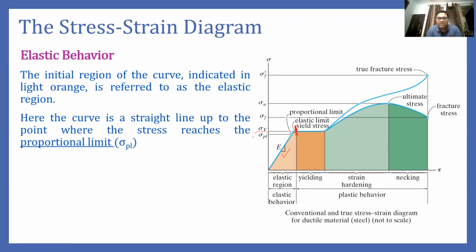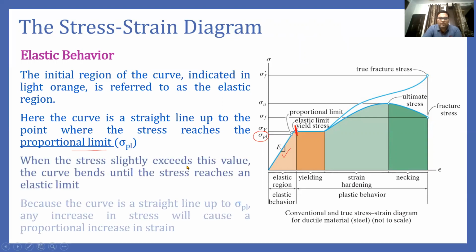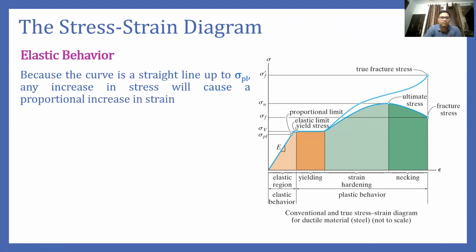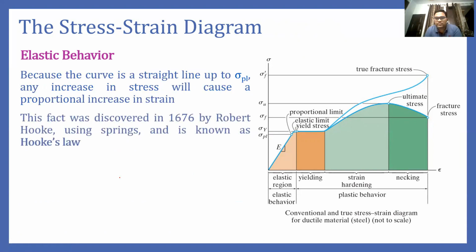So sigma PL is expressed as the proportionality limit. Up to the proportionality limit, the stress is directly proportional to strain. And this relation, that stress is directly proportional to strain, was introduced by Robert Hooke. He first discovered this behavior, that up to the proportionality limit, stress is directly proportional to strain.